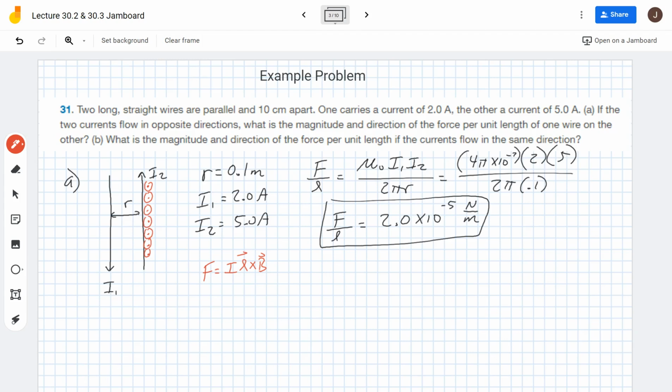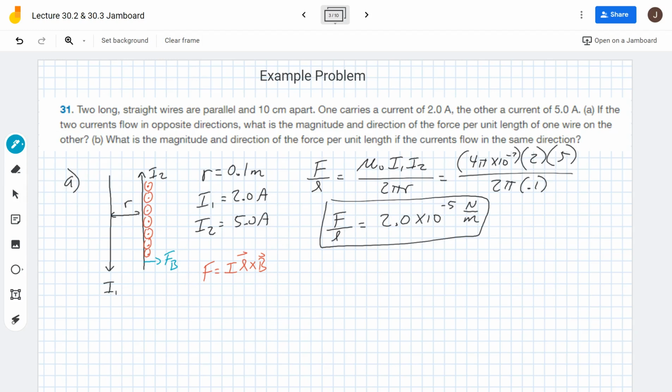So now that I know the direction of the magnetic field that's acting on I2, I can use my right-hand rule to figure out the direction of the force. I put my fingers in the direction of the current first, which is the length vector, so that's going to be up towards the top of the page. Then I curl my fingers out of the page, towards me, and my thumb is pointing to the right. So the direction of the magnetic force is going to be to the right.